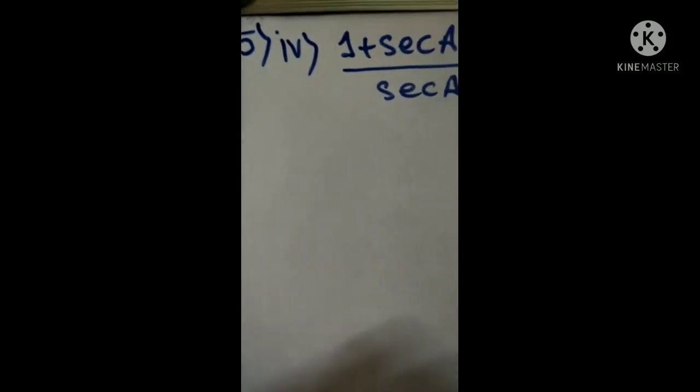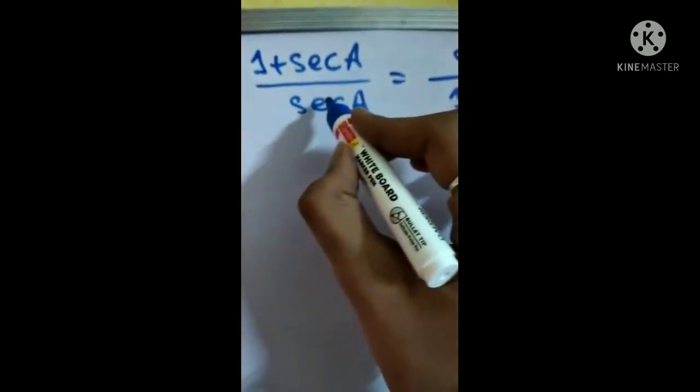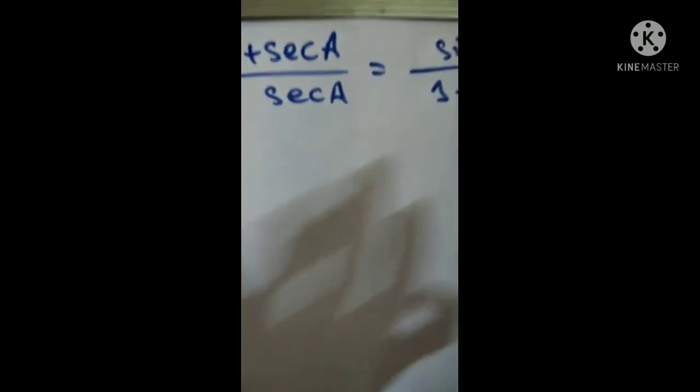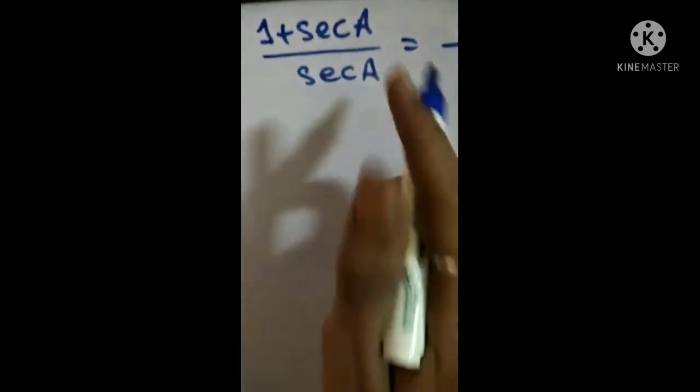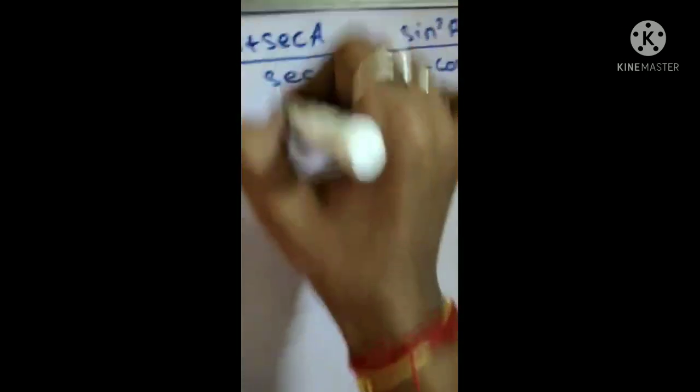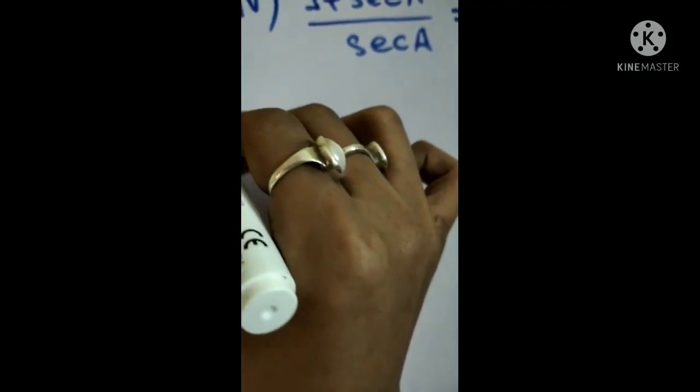So 5 Roman 4 tells that 1 plus sec a by sec a is equal to sine square a by 1 minus cos a. It is given that we should solve LHS and RHS separately and then prove it. So this is our LHS and this one is our RHS. Let me solve LHS first.